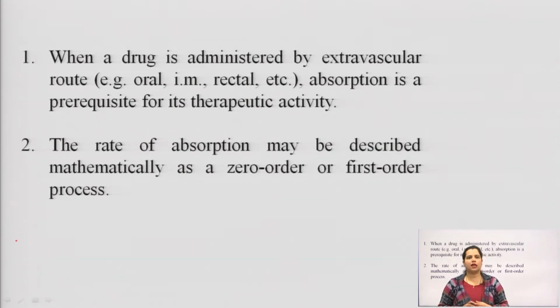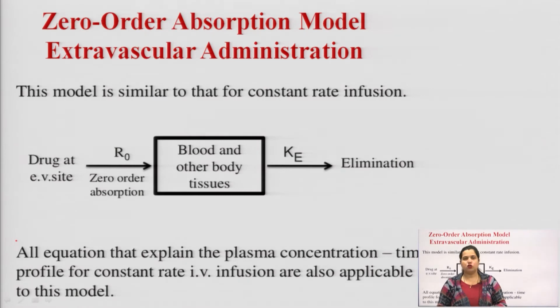So, the rate of absorption may be described mathematically as a zero order or a first order process. Based on the type of dosage form, we can assume that the formulation follows zero order or first order kinetics. So, the rate of absorption can be defined through these orders. First, we will talk about extravascular administration. Depending on the physicochemical property of the drug, the physicochemical property of the dosage form, and the anatomy and physiology of the organ or absorption site through which absorption is taking place, we can assume that the drug may be absorbed following either zero order or first order kinetics.